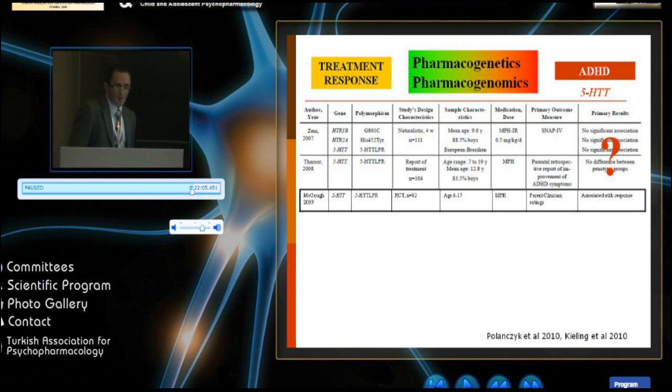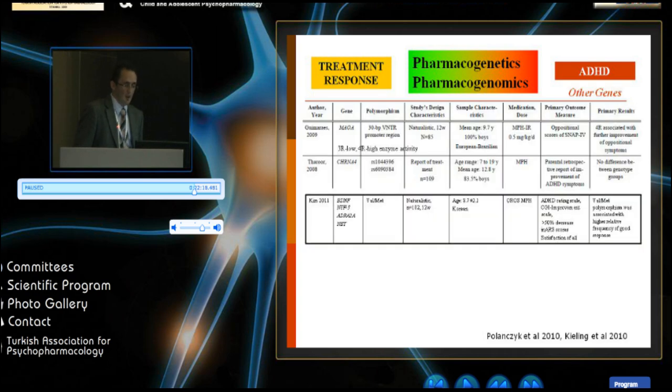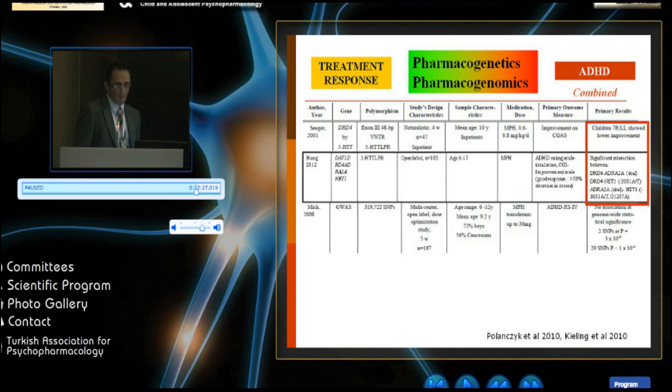When we come to serotonergic system, there is one last study which is related to that. However, the response is that it is not very much related. SNAP25 gives different results in terms of treatment response, and for the other genes like MAO, cholinergic, BDNF, and neurotrophic factors, we see different results and combined.